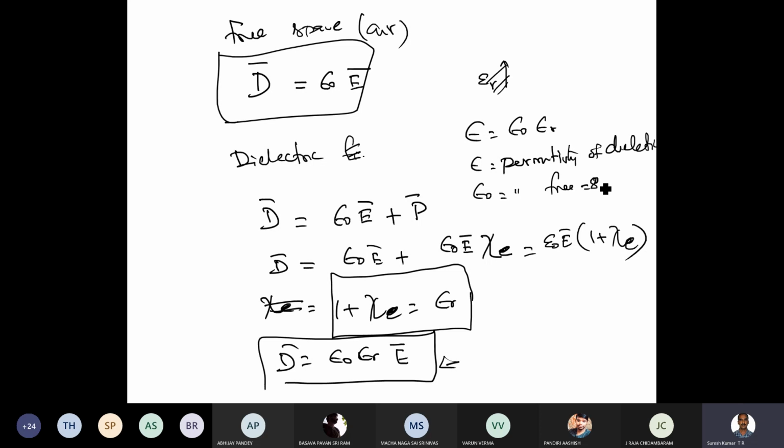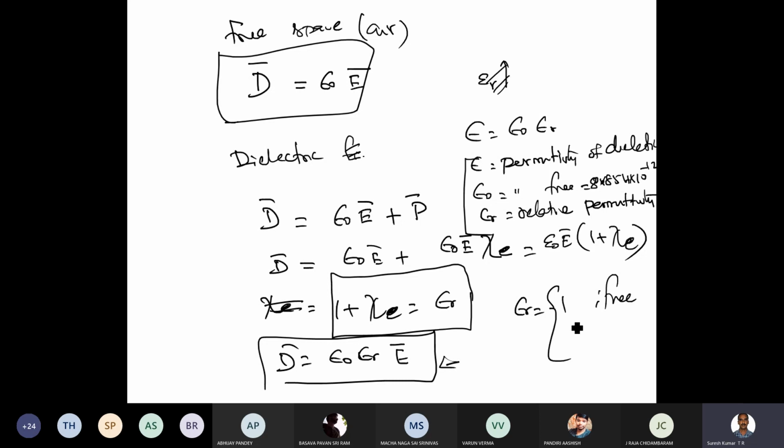It is 8.854 into 10 power minus 12, and epsilon r is the relative permittivity. Relative permittivity is equal to 1 for free space or vacuum. It's not 1 plus a small value. It's greater than 1 for other dielectrics. So instead of an air-filled capacitor, if you insert a paper dielectric, epsilon r will be approximately some 5 to 7. Then you can see the permittivity will increase, then the electric field will decrease, for the given value of applied potential.